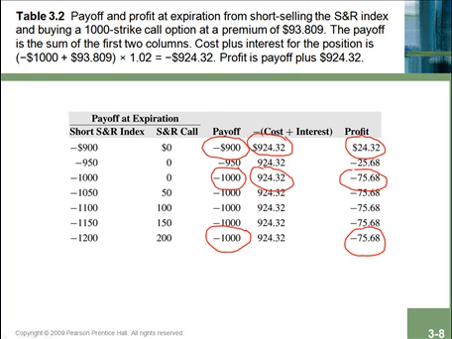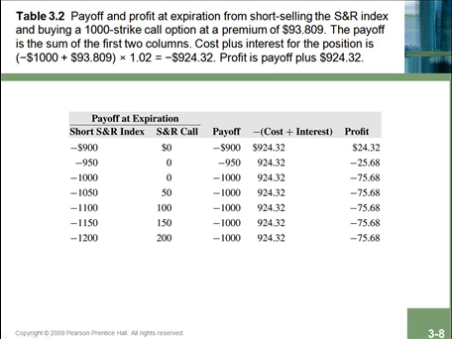Now, of course, this isn't shown on the table, but if we ended up with a stock index value that was even lower than $900, let's say it went down to $800 or $700 or even further than that, then you would start making more money. We don't show these options on the table, but they certainly are there.